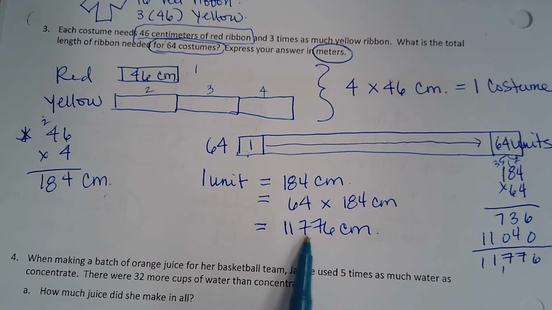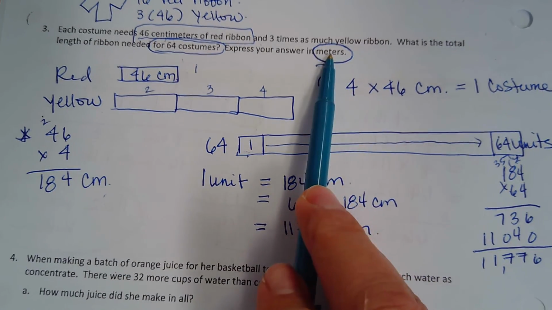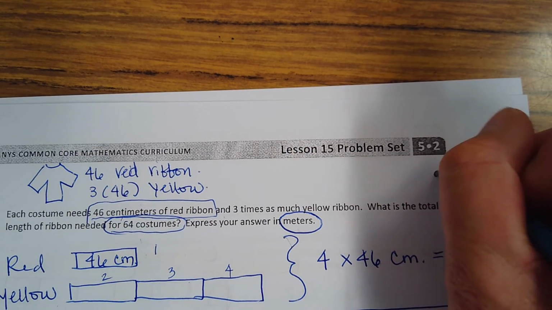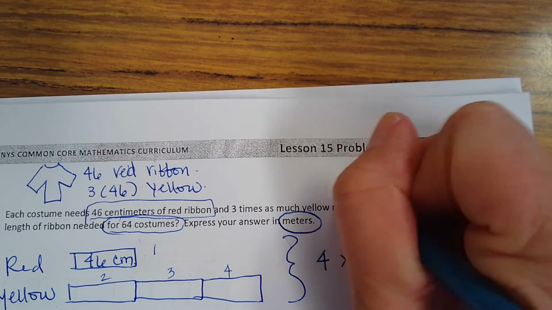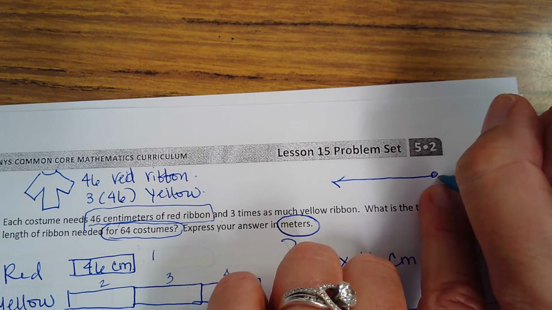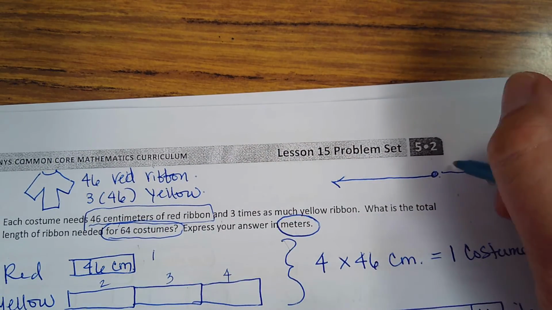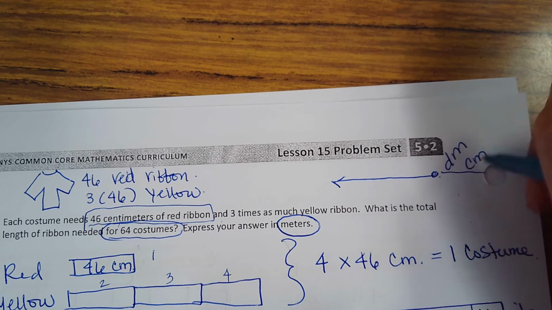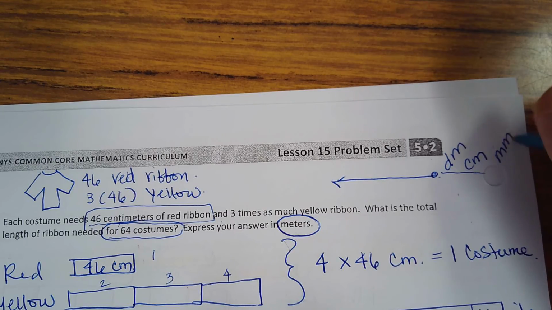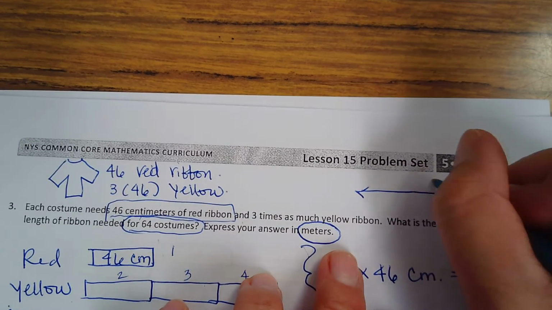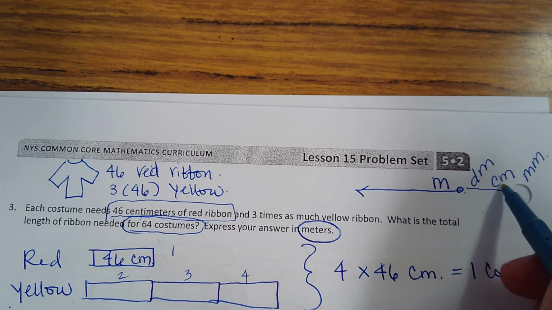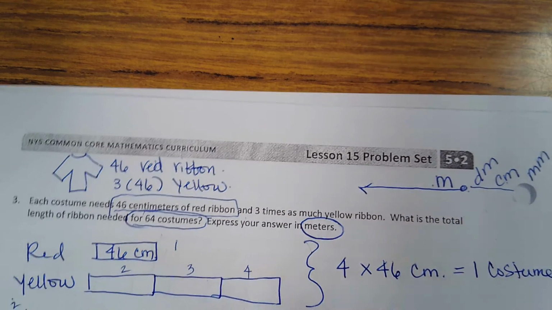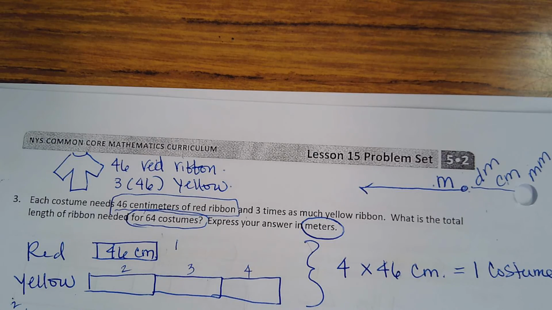All right. But it says it wants its answer. They want us to change centimeters to meters. Now remember, whenever we're going from smaller units to bigger units, remember, here's the decimal point, and centimeters is over here. Remember, here's decimeters, centimeters, millimeters, right? And then here are meters. Remember, whenever we're going from smaller units to bigger units, our number gets what?